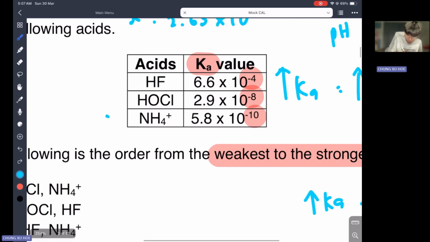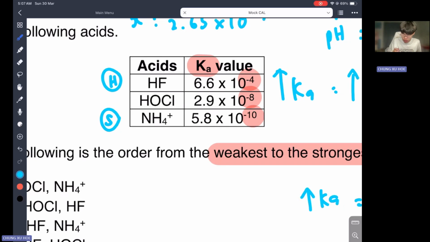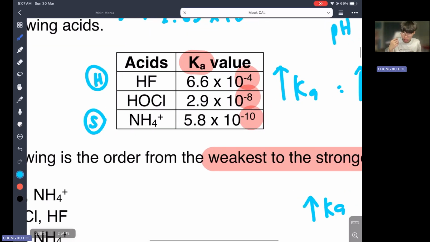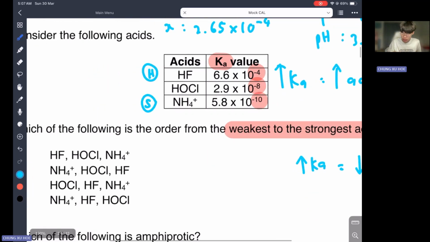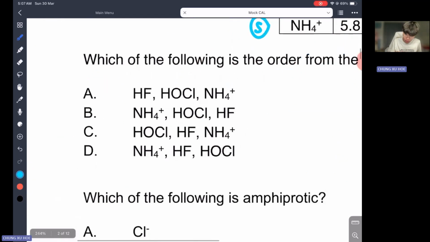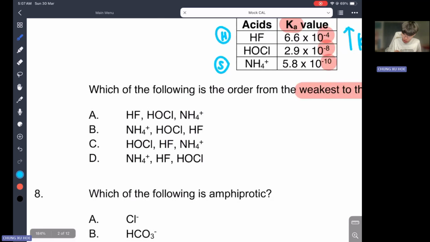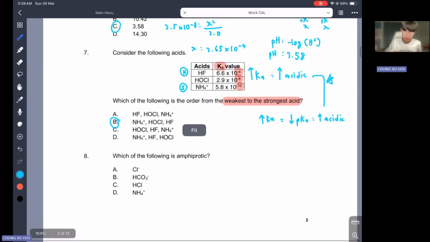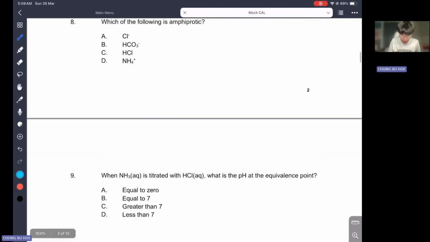Negative 4, of course, is the highest one. The highest one means the highest Ka value, and this one is the middle. So the answer will be NH4 first, and then HOCl, and then HF. The answer will be B. Done. Let me drink some water first.